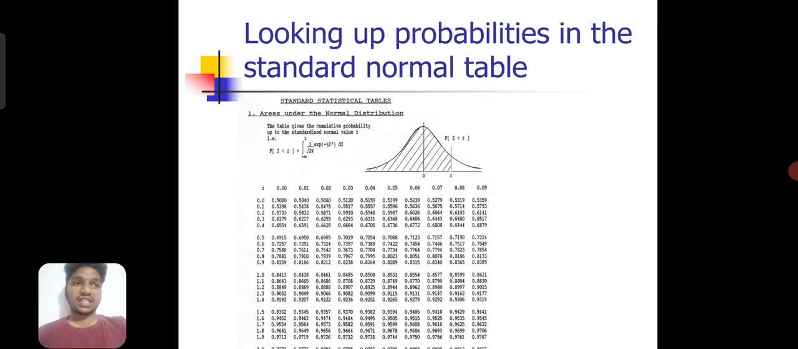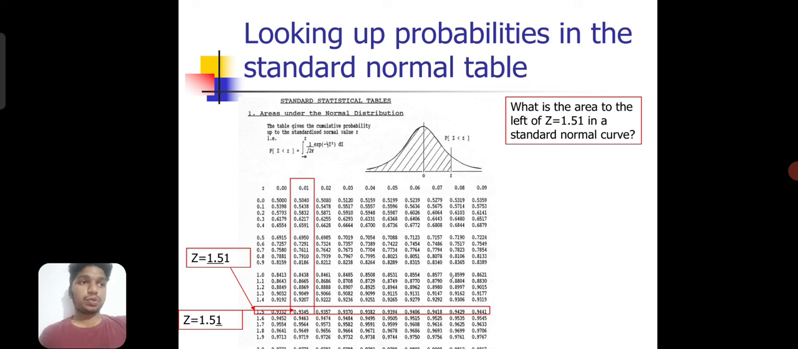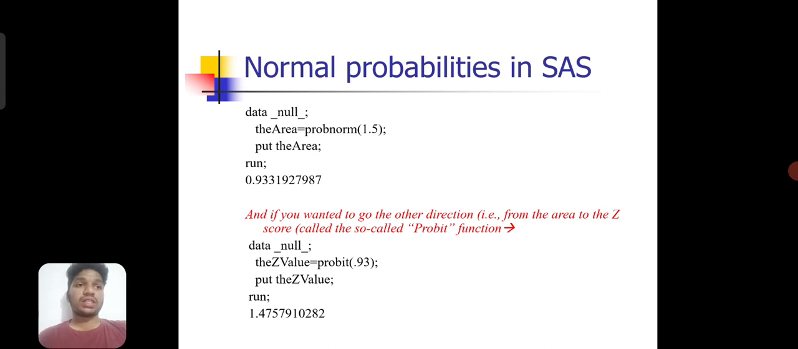Look at the probabilities in the standard normal table. By locating this table, we can calculate the values. What is the area to the left of z equals 1.5 in the standard normal curve? We choose 1.5 in the row and 0.00 in the column. We find the row and column from the given z value and see where these two points intersect. That is the area of the given curve. The area is 93.45 percent.